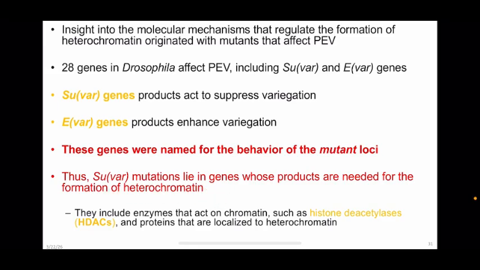All right, let me take this again. I've already established that the products from Su genes act to suppress variegation. I have this in my mind, but whenever I'm supposed to say it out, I'm fumbling. It's confusing, so please pay attention.